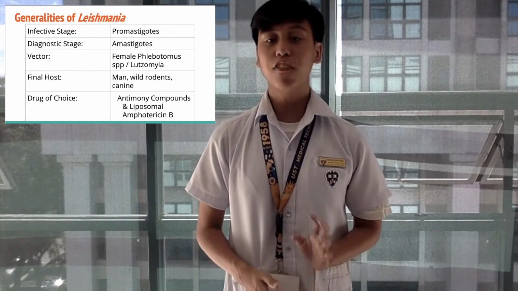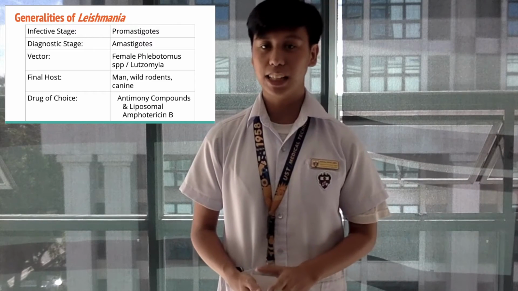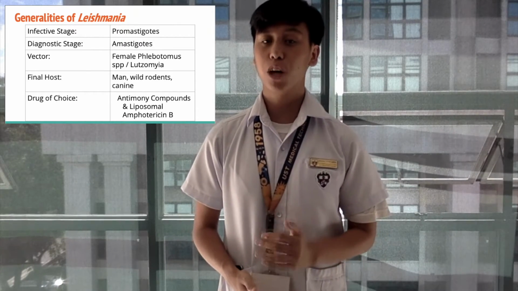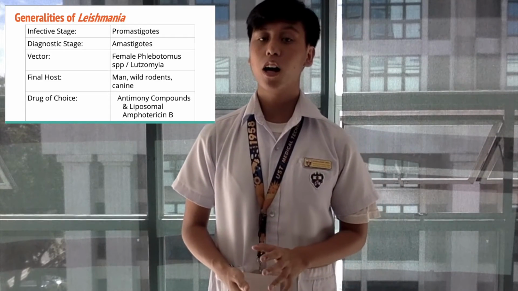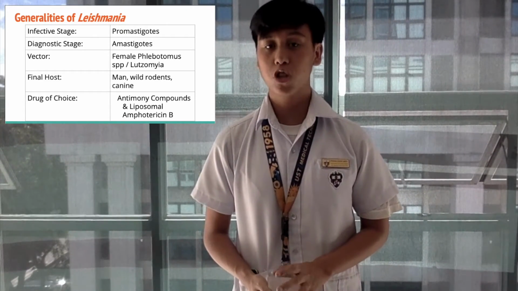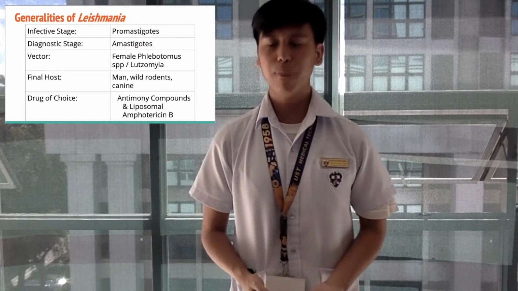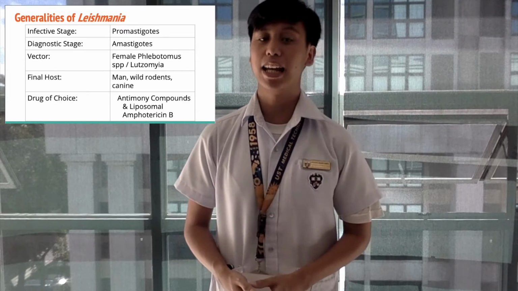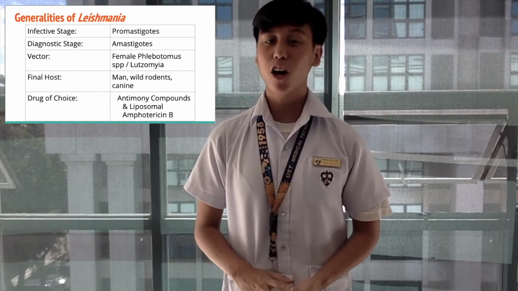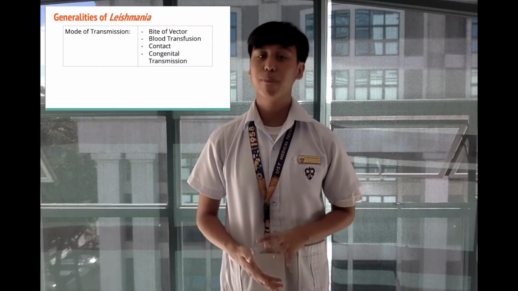The difference being Phlebotomus spp. causes Old World leishmaniasis, which occurs in the southern part of the US and is caused by L. tropica, while Lutzomyia causes New World leishmaniasis, which occurs in Europe, which is caused by L. brasiliensis, sorry. The final hosts are man, wild rodents, and canine, and the drug of choice are antimony compounds and liposomal amphotericin B.